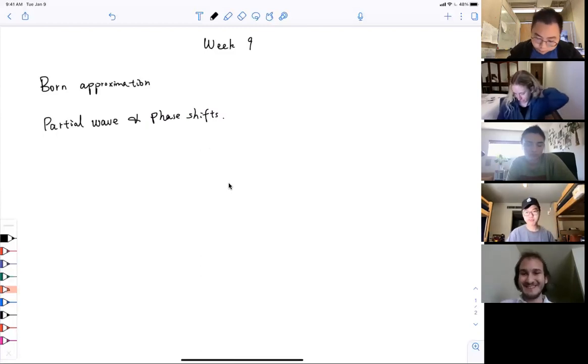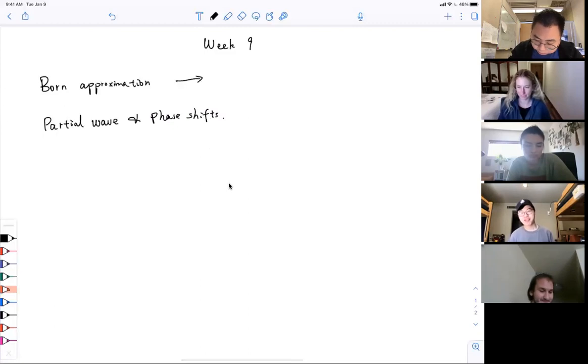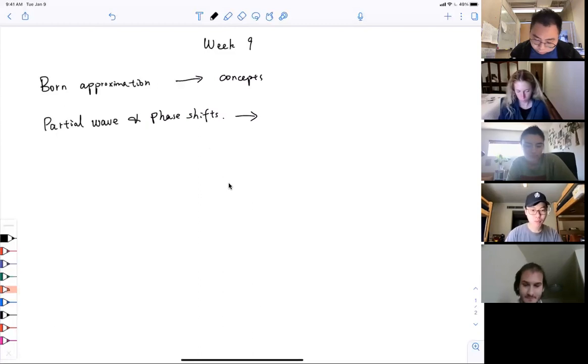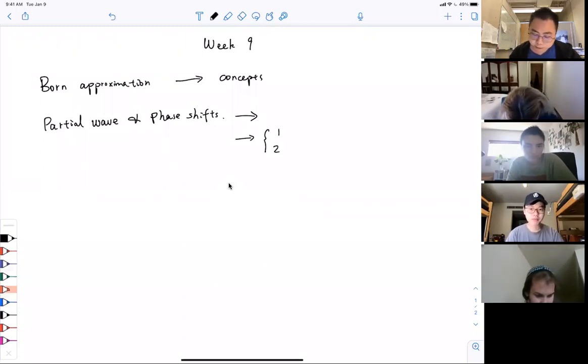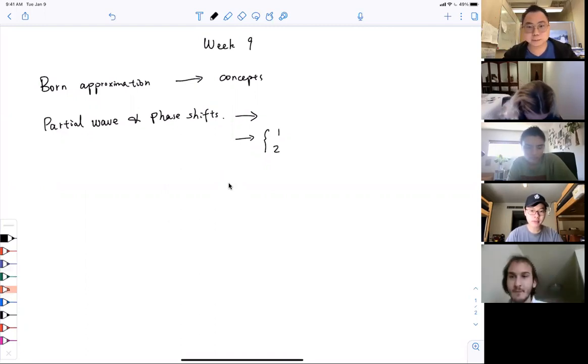Today, first, I would like to go through very briefly the concepts related to the Born approximation, and then I will also go through the concepts about partial wave and phase shift in more detail. Then I will do two problems about partial wave and phase shift, and show you how to determine the phase shift. As usual, feel free to stop me whenever you want and feel free to ask questions.